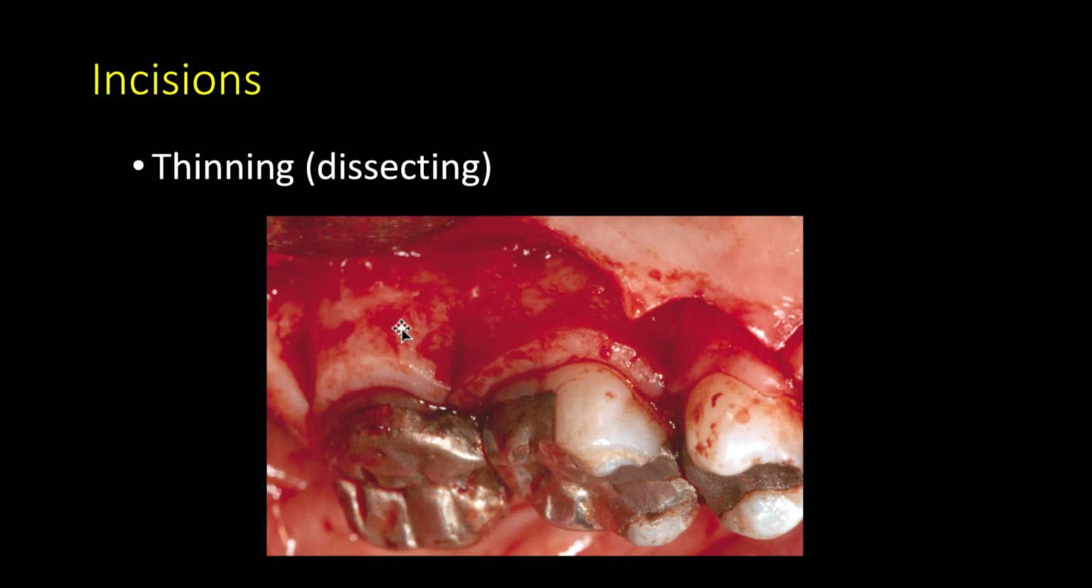On this clinical photo, you can see, as a result of doing the thinning or the dissecting incision, where you have a large amount of connective tissue that you're going to be able to remove in order to facilitate your probing depth reduction.